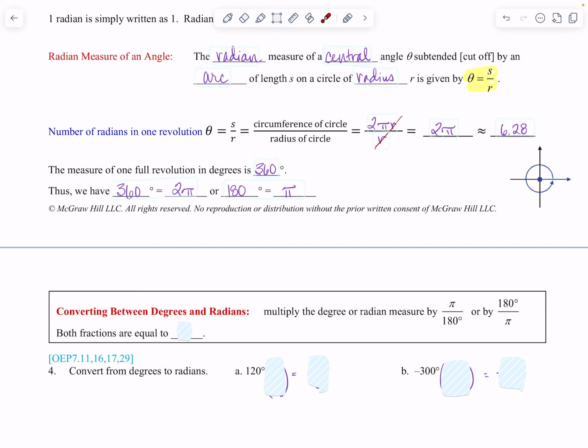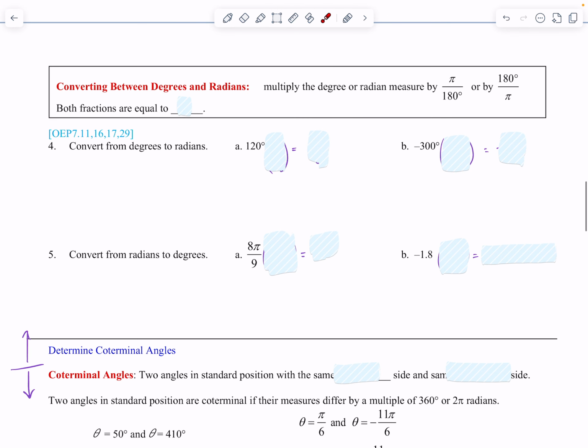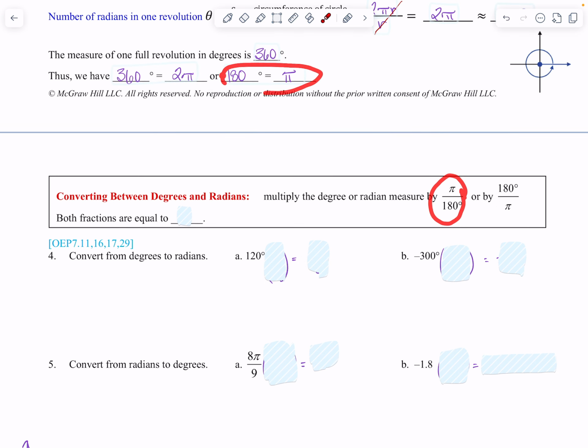Now let's talk about converting between degrees and radians. In order to convert between degrees and radians, we're either going to multiply by the fraction pi radians over 180 degrees, or 180 degrees over pi. Now I want you to think with me about why this is legal. What is the value of this fraction? Think back to what I just said: the top and the bottom are equal to each other.